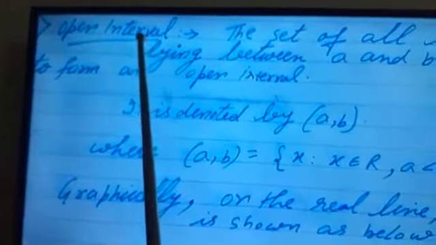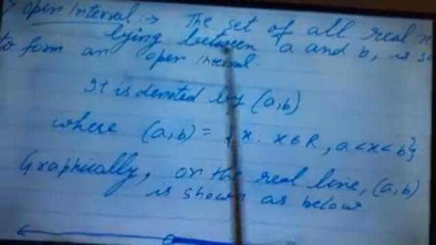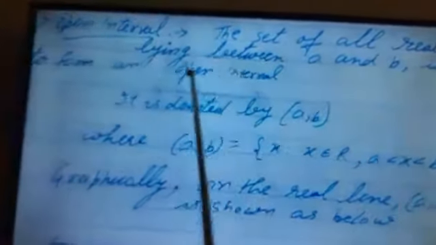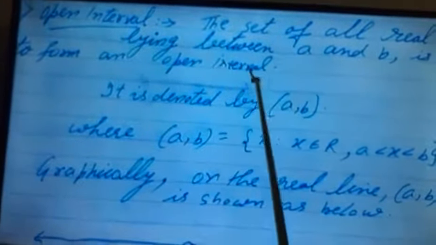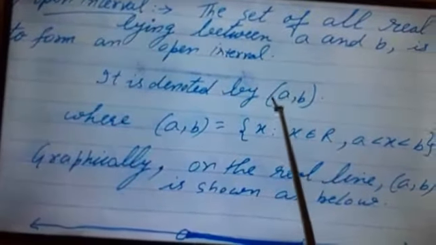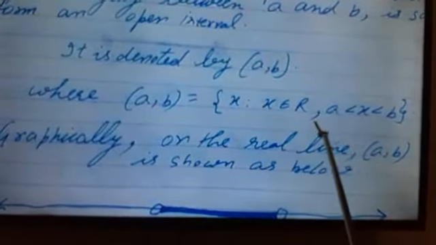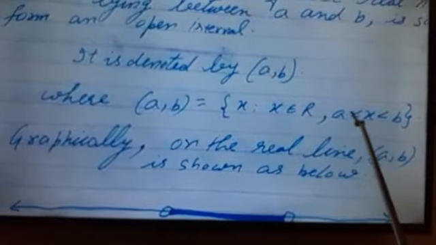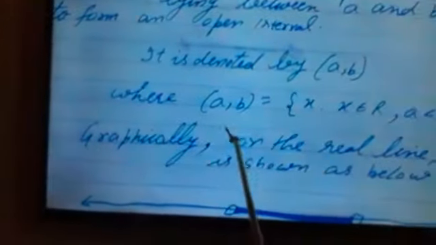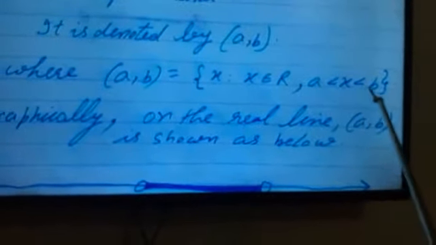What we are having in open interval: the set of all real numbers lying between a and b is said to form an open interval. It is denoted by (a, b). In open interval we will use this bracket, open brackets, where (a, b) is equal to {x such that x belongs to R, where x lies between a and b}. In this we will not include a and not include b. Only in between values of a and b we will use.